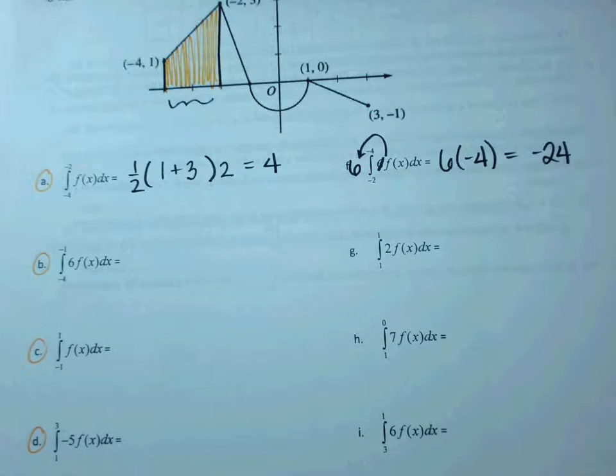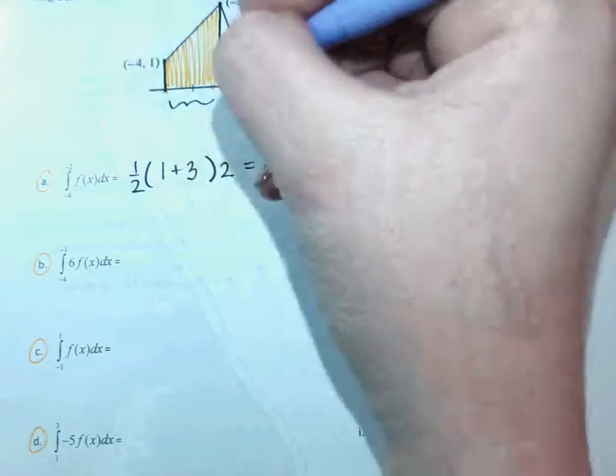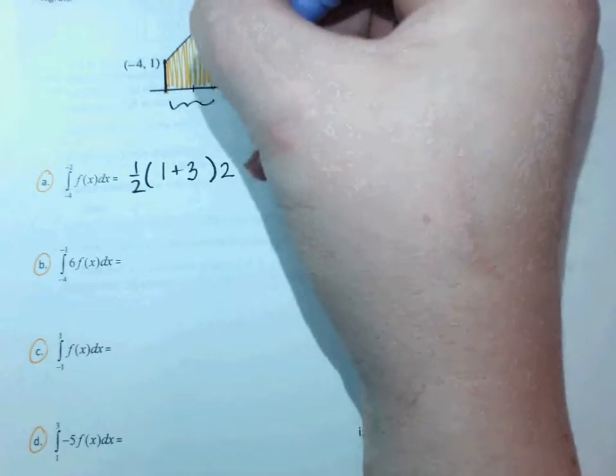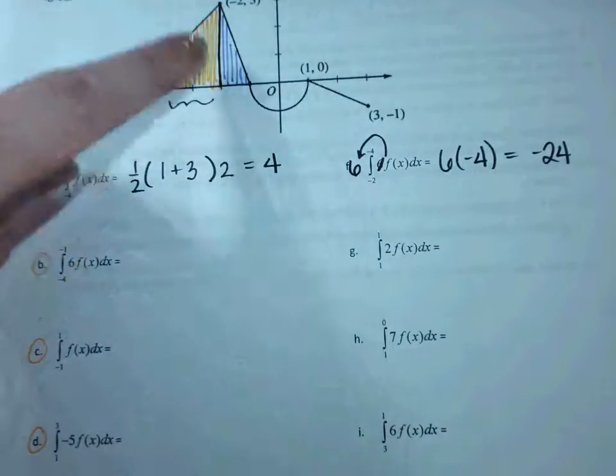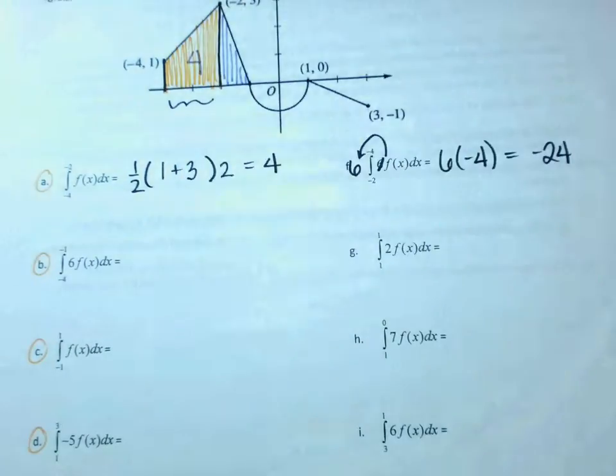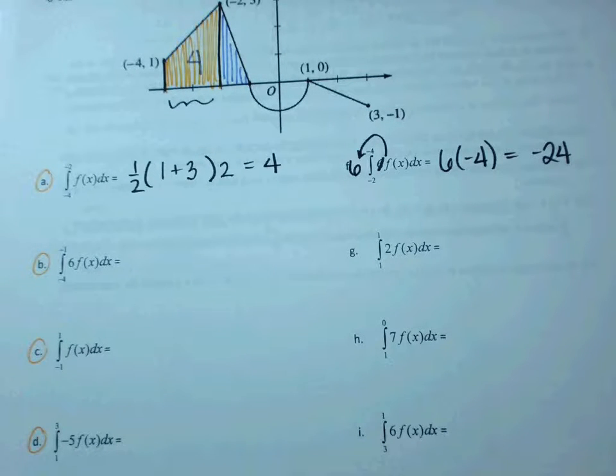Okay, next one from -4 to -1. What additional area am I going to include on my picture if I shade from -4, which is here, to -1, which is here? You have that little triangle. Now, we already found this area. It was 4, so I'm just going to mark that in my picture. Okay, find the area of that triangle.